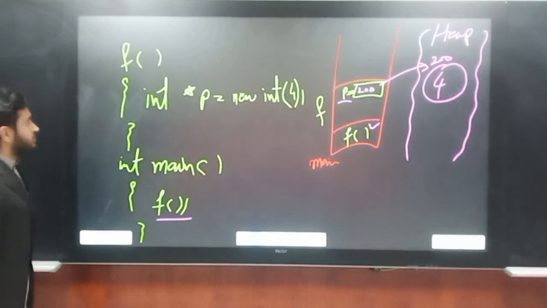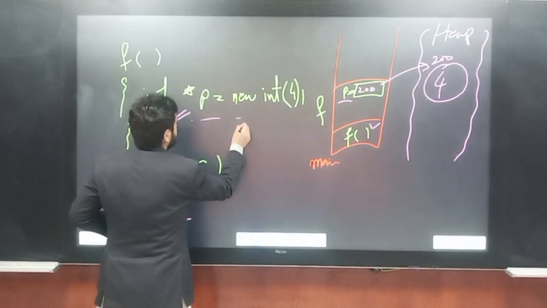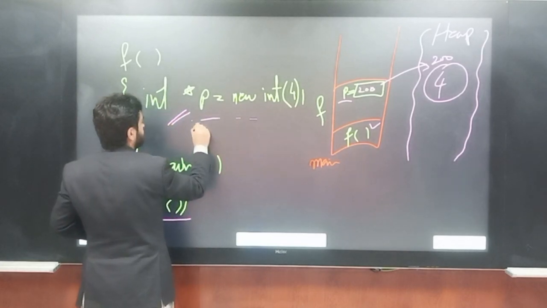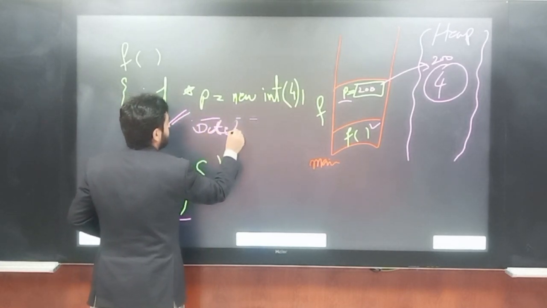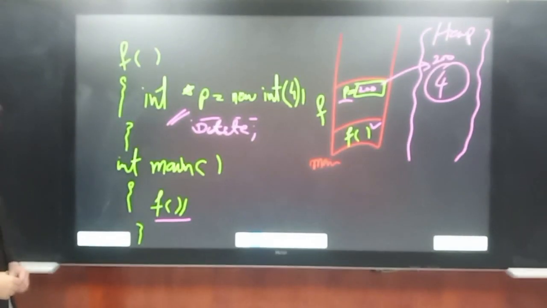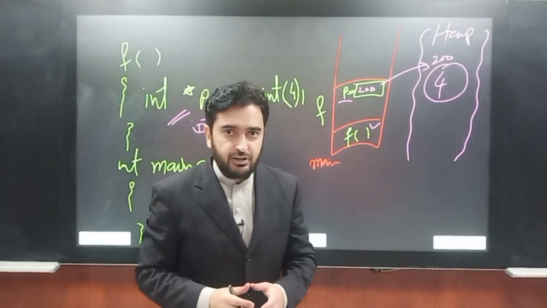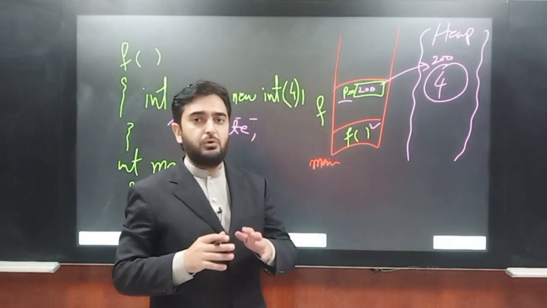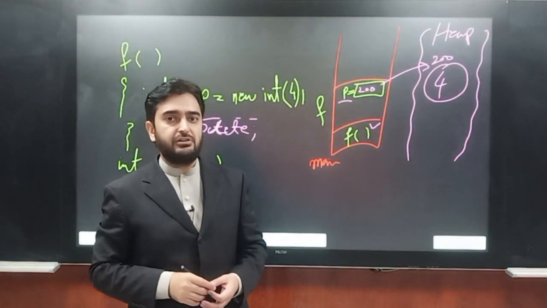So the rest you can play with the pointer, and the object you can also delete, and you should delete the object that you have actually created using the new keyword. So in this way you can create an object inside the heap, and you must delete the created object inside the heap using the delete keyword.